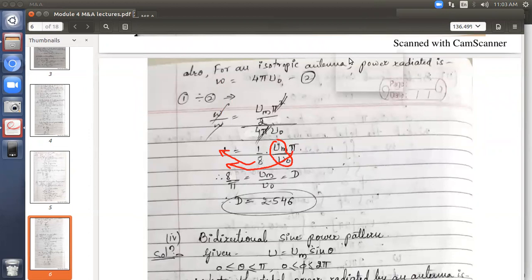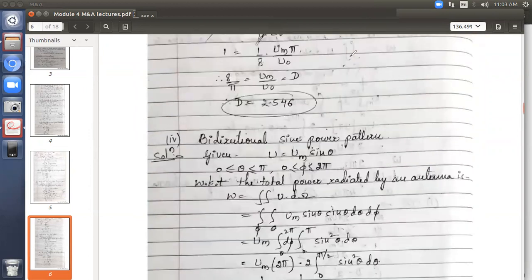Similarly, we can try calculating the bidirectional sine power pattern. For the bidirectional sine pattern, again, all of the steps will remain the same. Only the theta range will change from uni to bi. So the range is now pi. Earlier it was pi by 2. So even in the solution also, repeat all the steps.